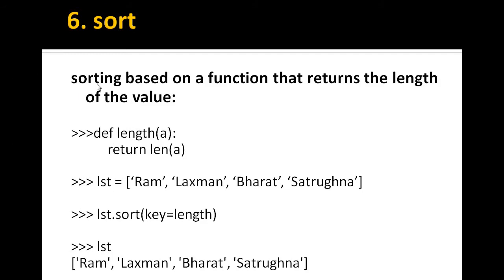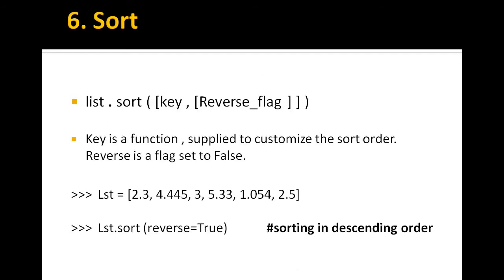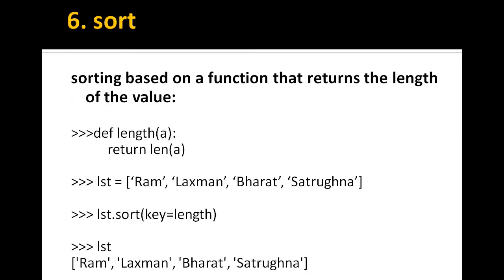Here in this example, simply create a list. After creating the list, call the sort function. If you write reverse equals True, it will be sorted in descending order, otherwise the list will be sorted in ascending order. Now, sorting based upon the function that returns the length of the value.